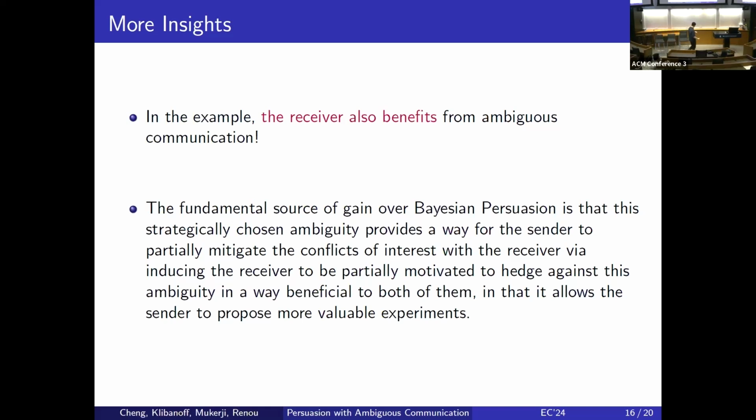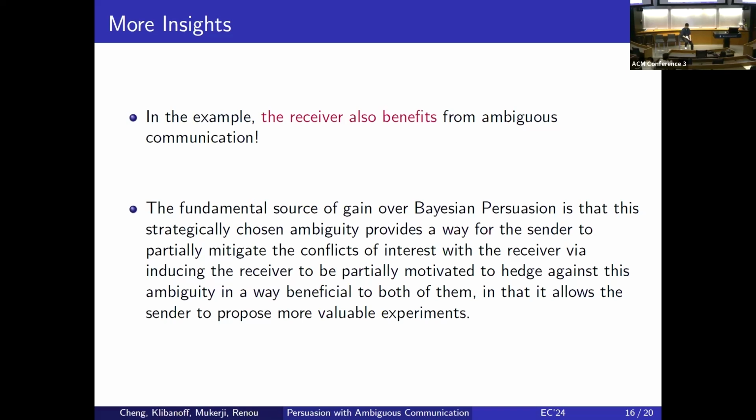Here is a sentence that I have to read because I cannot remove any word from it. The fundamental source of gain over Bayesian persuasion is that this strategically chosen ambiguity provides a way for the sender to partially mitigate the conflict of interest with the receiver while inducing the receiver to be partially motivated to hedge against this ambiguity, in a way beneficial to both of them. In that way, it allows the sender to propose more valuable experiments.